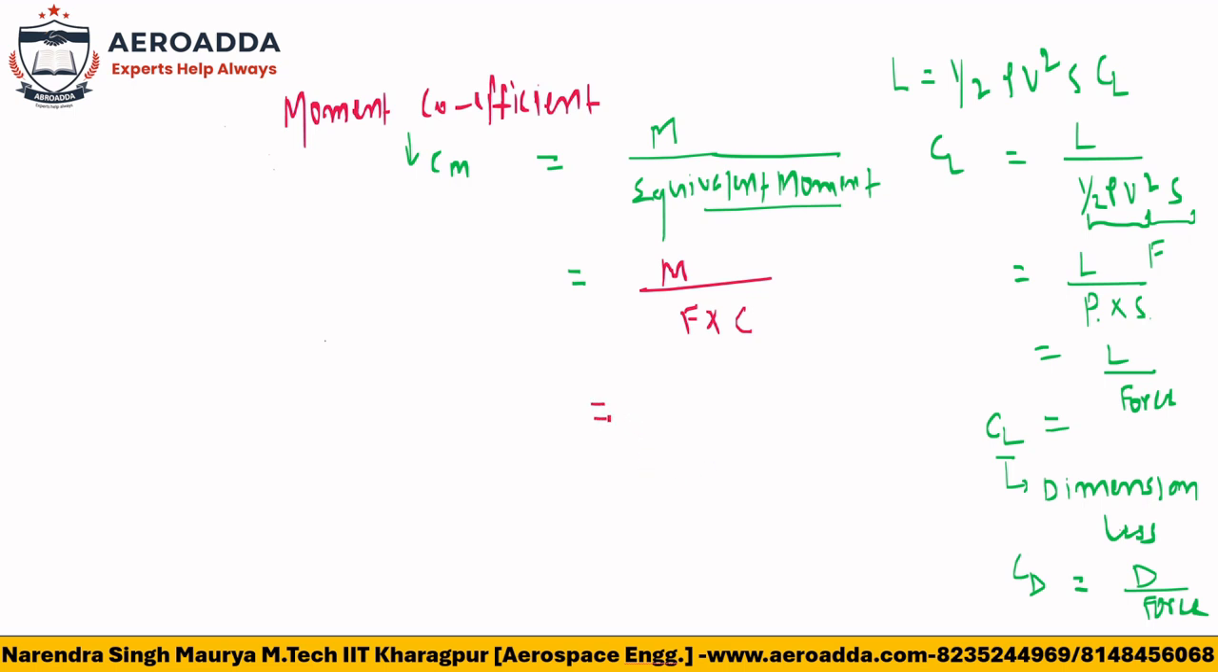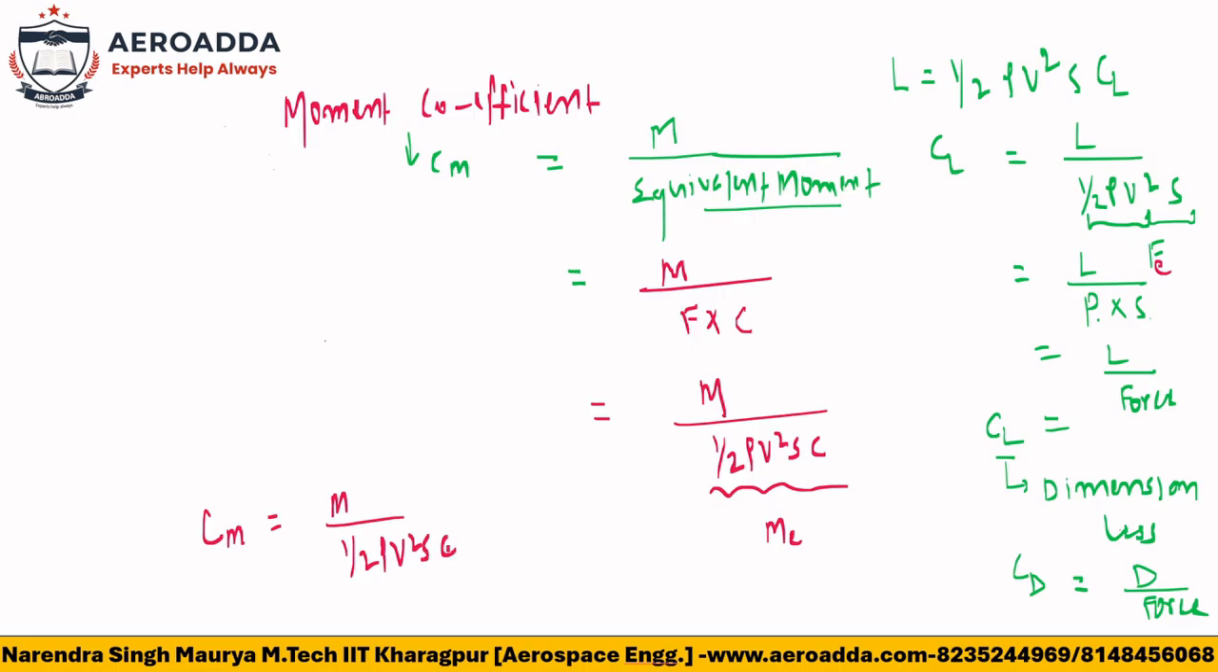So now the whole formula I will write: M divided by F is half rho V square S into C. This is the equivalent moment, ME, just like this is FE, the equivalent force. So what is the pitching moment coefficient? Cm is equal to M divided by half rho V square S into C.